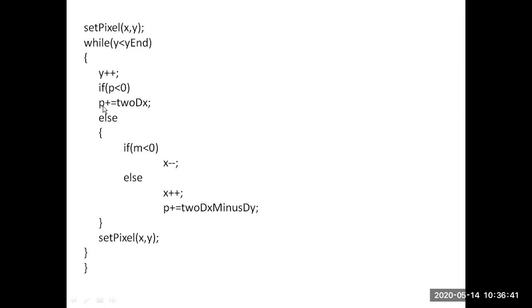If the condition is true, then I find the new incremental value p, which is equal to p plus 2dx. Else, again check whether the slope value is less than 0, then decrement x. Or else, if the slope value is greater than 0, then you have to increment x as well as find the new incremental p, and then plot a pixel at that particular position. So this while loop runs for all the coordinates from y start to yn, unless the condition becomes false.